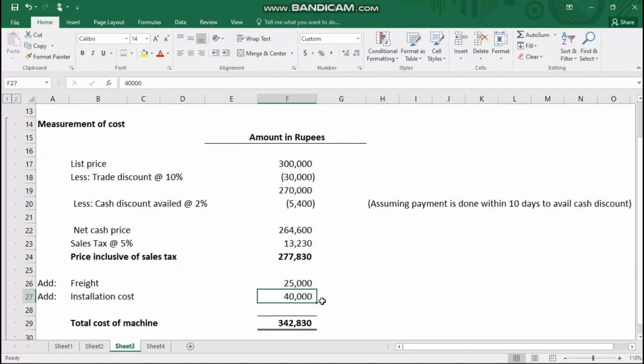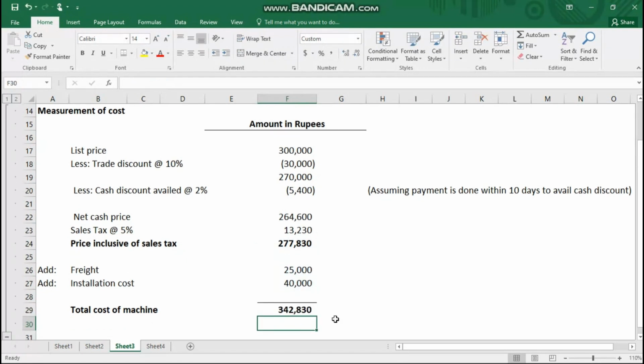So that was 40,000. So this installation cost will also become part of the cost of property, plant and equipment, and it will be added into the cost of machinery. So these are the items that will be added into the cost. So total, it will give us a total cost of 342,830. So how I calculated: price inclusive of sales tax plus freight plus installation cost.